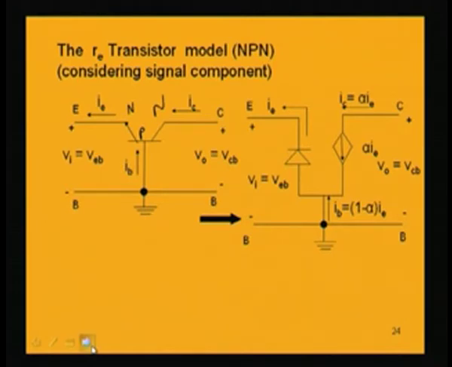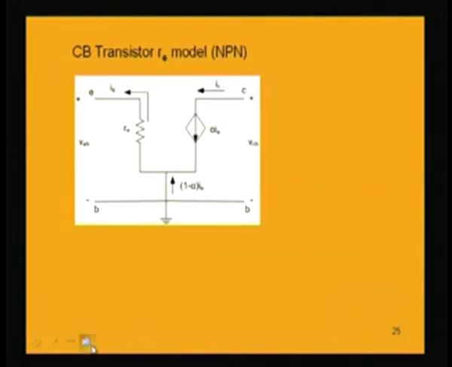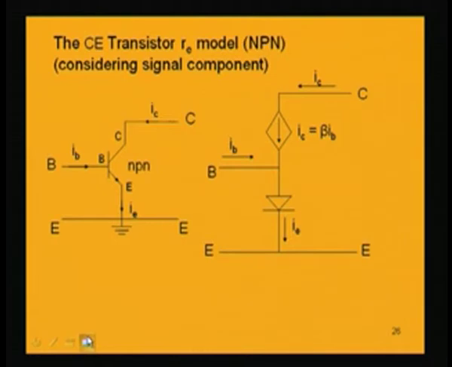So, now this is for common base transistor. Now, let us see for common emitter transistor, what will be the equivalent model. Now, in a common emitter transistor re model, if we want to draw, let us for example start with an NPN transistor, and these small signals are represented by these small letters.